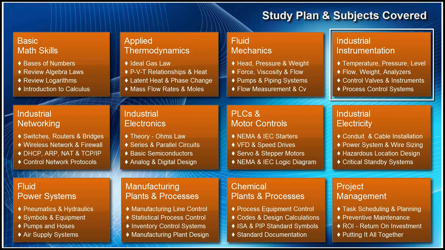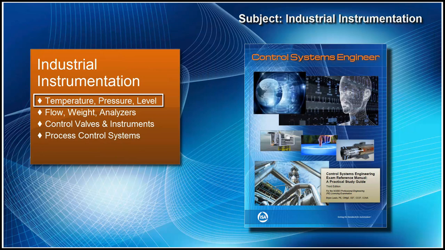Okay, in this module we get started with industrial instrumentation, and this should only be 4 modules when we're done. In this module we'll talk about temperature and how to make temperature measurements and transmit these temperature measurements and how to calibrate our transmitters. Then we'll discuss pressure.